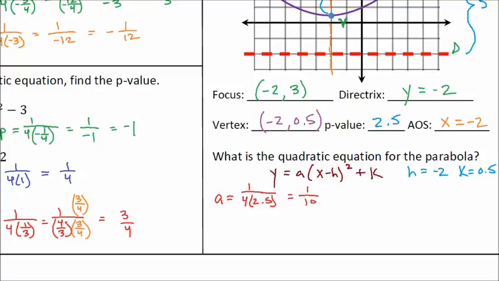And that means we can write our equation. Our equation then is going to be y equals a, which is 1 divided by 10, times (x minus h) squared. Well, h is negative 2. That changes to positive 2. And then our k value is 0.5. So there is our equation of the parabola. All we have to do is find a, h, and k, and then we can find our equation of the parabola.